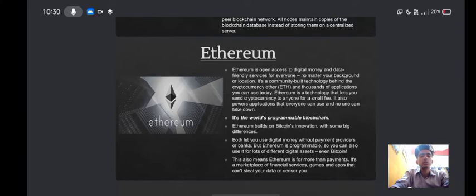We will further learn what smart contracts are. For now we can just assume that a smart contract is a piece of code that we write on Ethereum. Ethereum is one of the most hyped cryptocurrencies in the cryptocurrency market, and it lets us use digital money without payment providers or banks. Ethereum is programmable, so you can also use it for a lot of different digital assets, even Bitcoin. This also means Ethereum is more than payments. It's a marketplace of financial services, games and apps that can't steal your data or censor you.